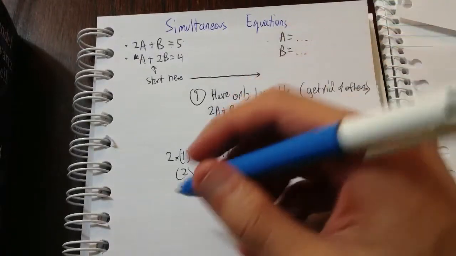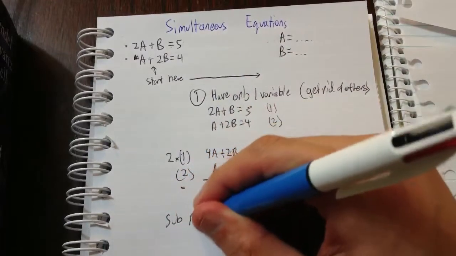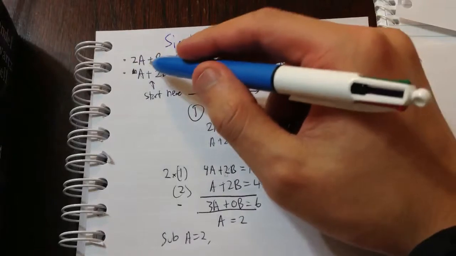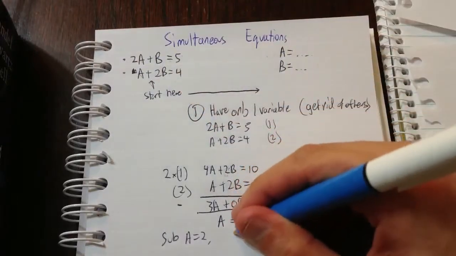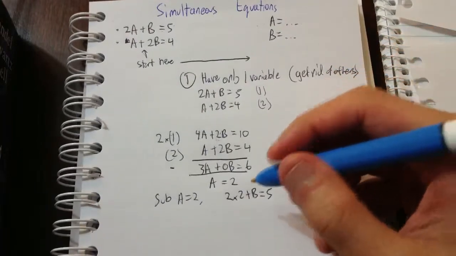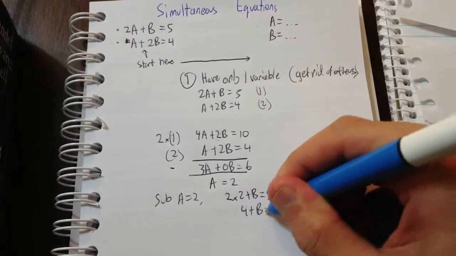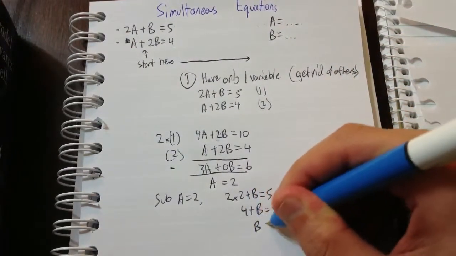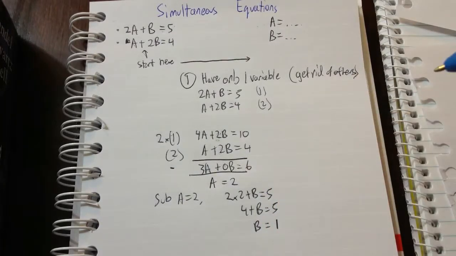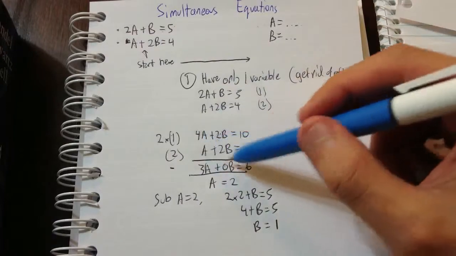And now to figure out what b is, we just sub a back in. a equals 2, because now we know a was equal to 2 in these equations. And now we know that 2 times 2 plus b equals 5, or 4 plus b equals 5. Therefore b equals 5 minus 4, which is 1. Okay? So step 1, get only one variable.